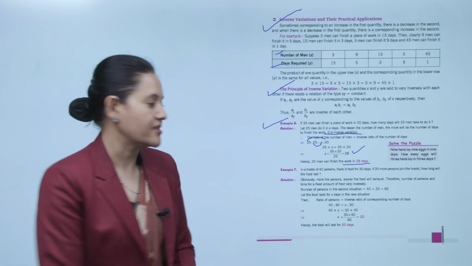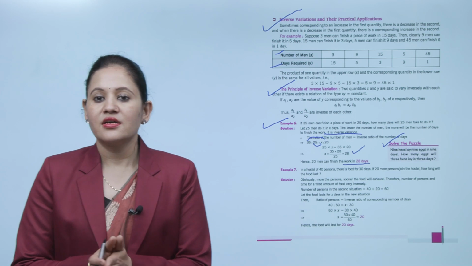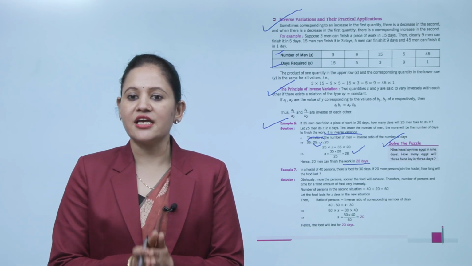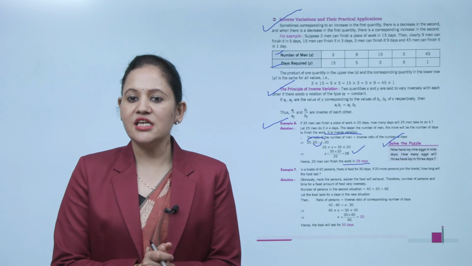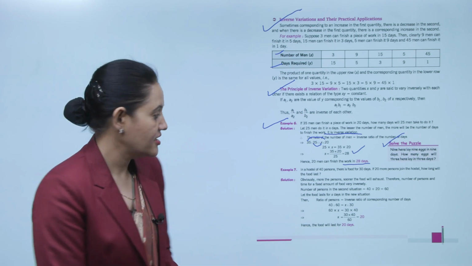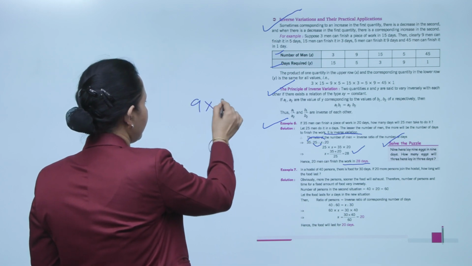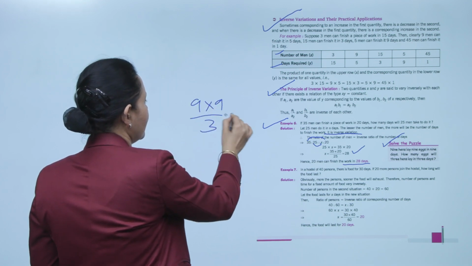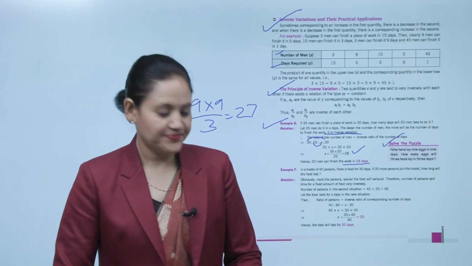Next is solve the puzzle. 9 hens have laid 9 eggs in 9 days. How many eggs will 3 hens lay in 3 days? So, that is equal to 9 multiplied by 9 upon 3, that is equal to 27. Clear?